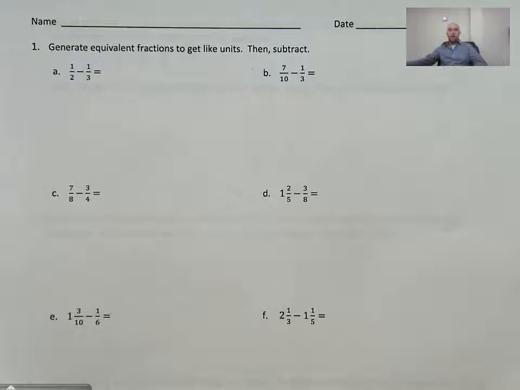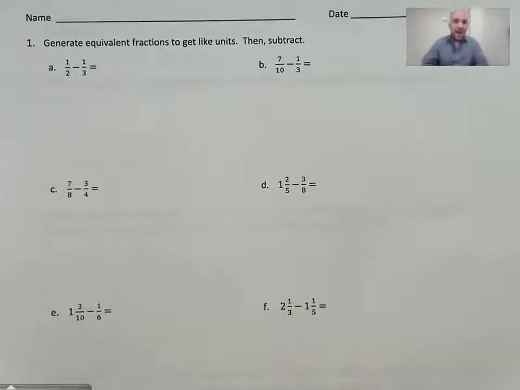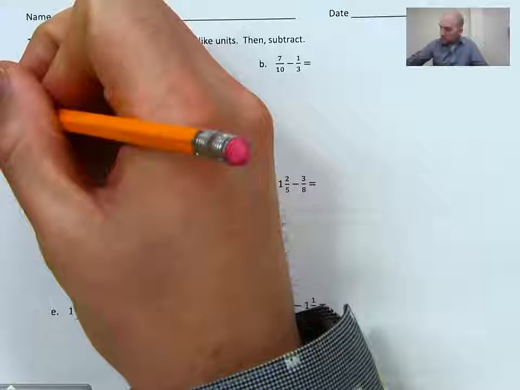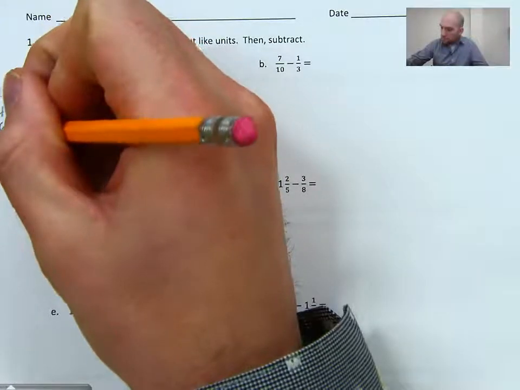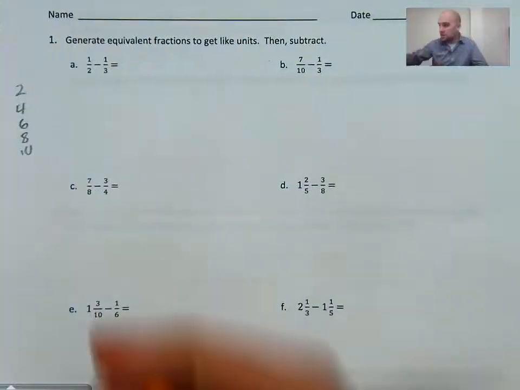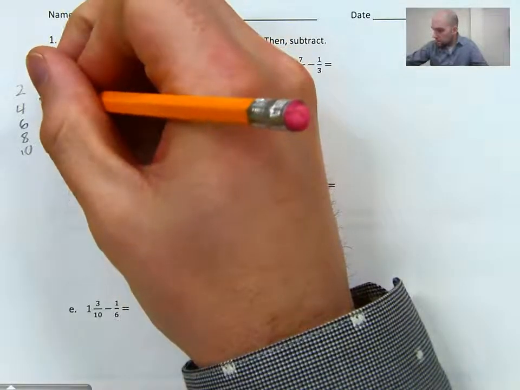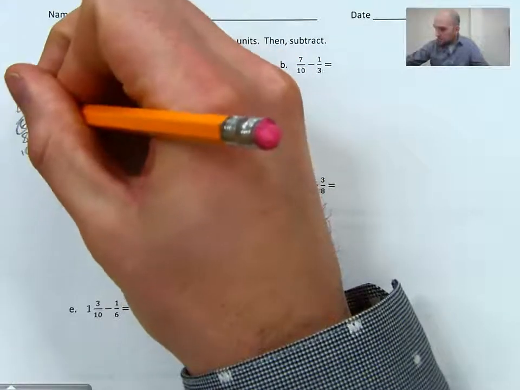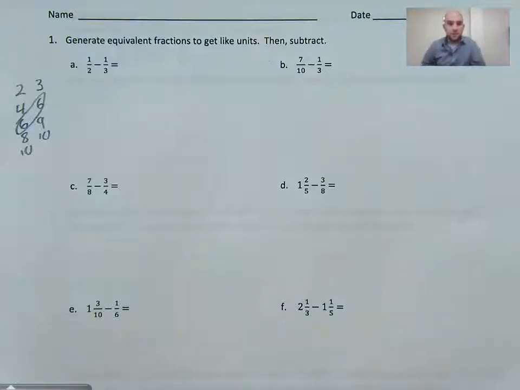So looking at letter A, it says we have 1/2 minus 1/3. We know when we subtract fractions, we need to find a common denominator first. So I'm going to take my multiples of 2. I'm going to just skip count by 2's here on the side of my paper. 2, 4, 6, 8, 10. And then I'm going to do the same thing with 3's. 3, 6, 9, 12. And I see that I have 6 here as a common denominator, which makes sense because 2 times 3 is 6.